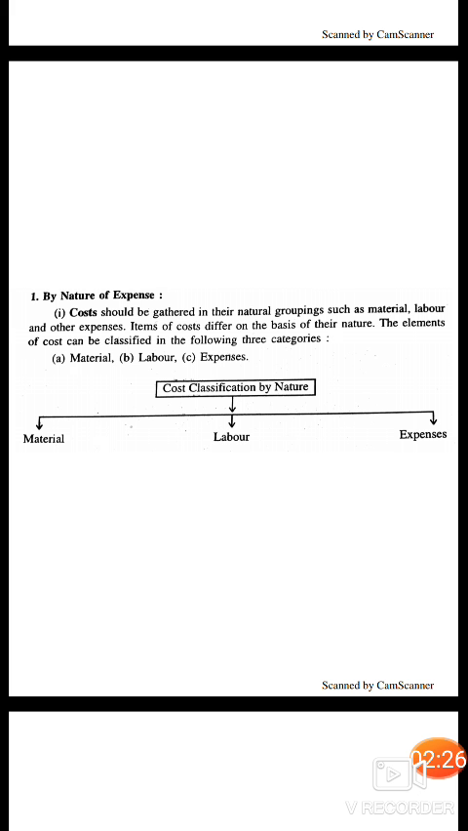Classification of costs as per the Cost Accounting Standard is as follows. By the nature of expenses, costs should be gathered in their natural groupings such as material, labor and other expenses. Items of cost differ on the basis of their nature. The elements of cost can be classified in three categories. First, material, second, labor, and third, expenses.